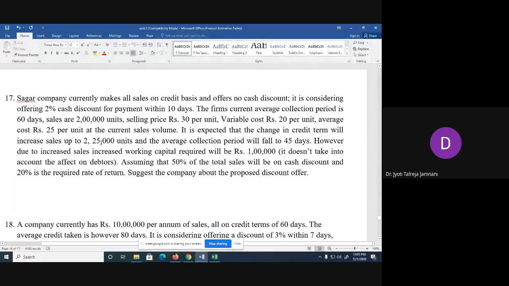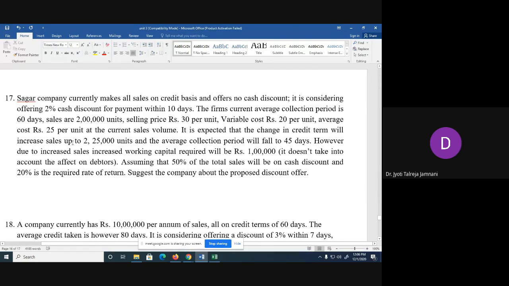The firm's current average collection period is 60 days. Its sales are 2 lakh units at rupees 30. Variable cost is 20 rupees. Average cost is 25. It is expected that the change in credit term will increase sales up to 2,25,000 units. Average collection period will increase. However, due to increased sales, increased working capital required would be 1 lakh. It doesn't take into account the effect on debtors. Assuming that 50% of total sales will be on cash discount and 20% is required rate of return, suggest the company about the proposed discount offer.